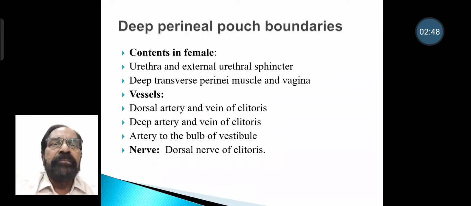Contents in the female: urethra, external urethral sphincter, deep transverse perineal muscle and vagina. The vessels are dorsal artery and vein of clitoris, deep artery and vein of clitoris, artery to the bulb of vestibule, and dorsal nerve of clitoris.